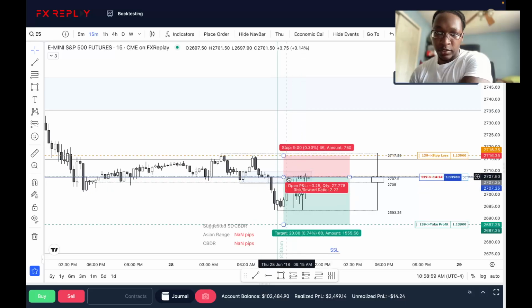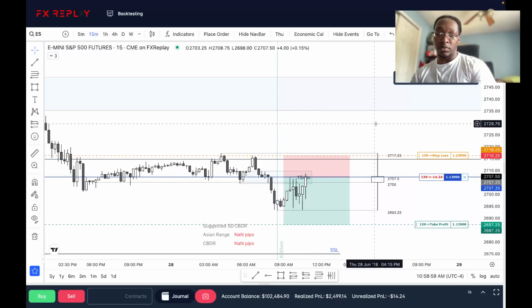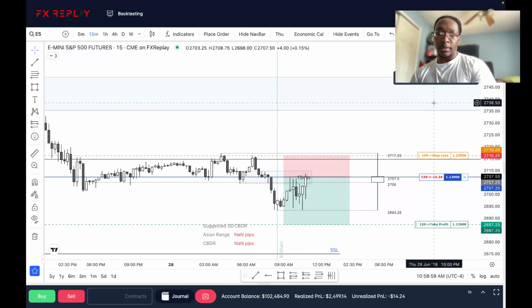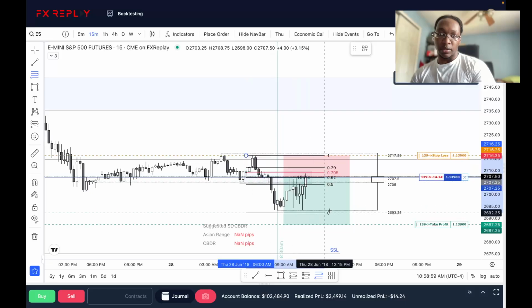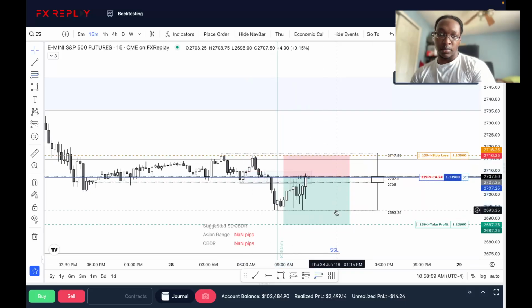Okay, so we sweep the initial entry high. Stops are at a decent spot, to be honest with you. Looking at this from here to here, you may tap into OTE and then drop. So let's see.